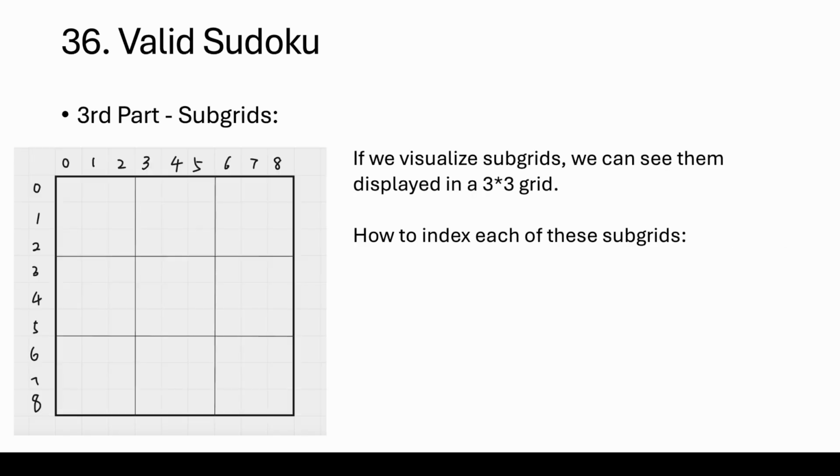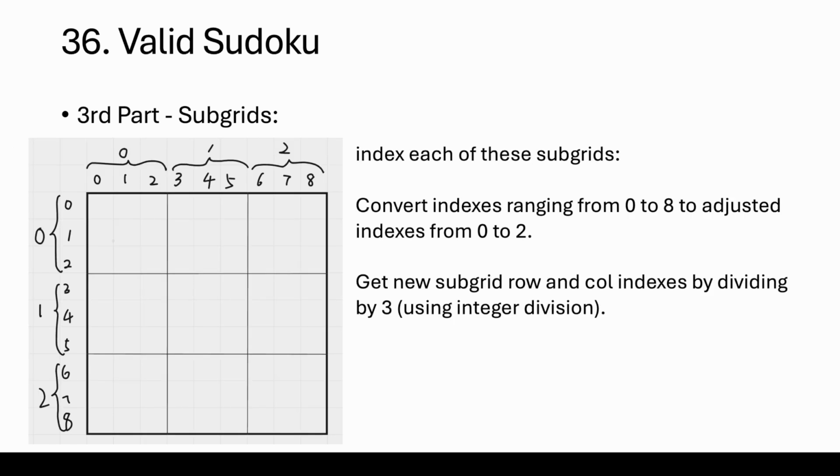The challenging part is the subgrids. If we visualize the subgrids, we can see them displayed in a 3 × 3 grid. Then how do we index each of these subgrids? We can basically convert those indexes ranging from 0 to 8 to adjusted indexes from 0 to 2, as shown in the picture here.